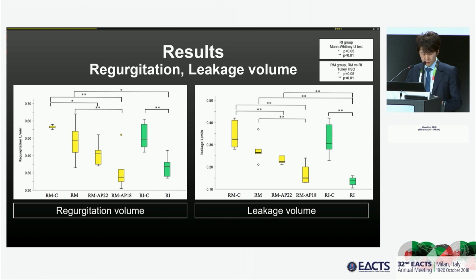Next, the retrograde flow parameters. Both the regurgitation and leakage volume tended to reduce after ESA with significance from the control models. ESA 18 group observed significant reduction from the remodeling group as well. Reduction of both parameters was also observed for the reimplantation group. Compared to the reimplantation, regurgitation was larger in the remodeling and leakage was larger in remodeling and ESA 22.